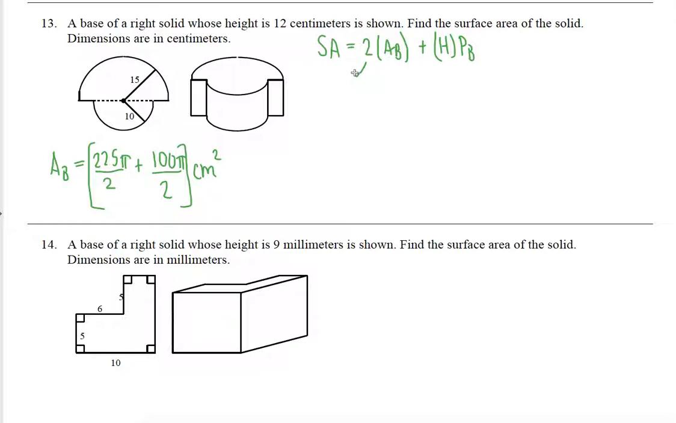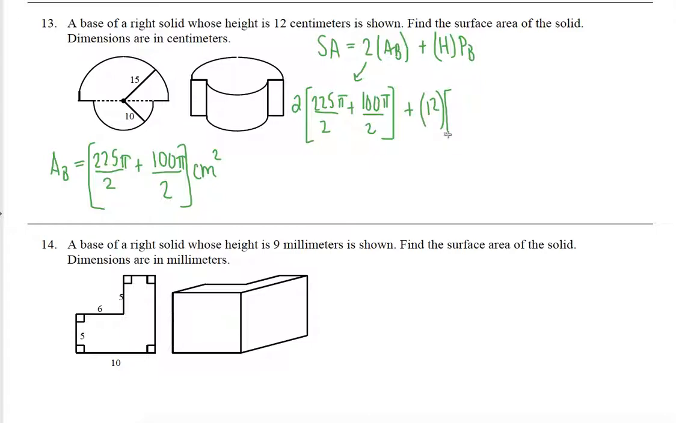So now I'm going to replace the area of the base with what I've calculated. So I have actually 2 times 225 pi over 2 plus 100 pi over 2. Now let's add the other elements. The other elements include the height, and the height is 12 centimeters. It's given to us, 12 centimeters, times the perimeter of the base.